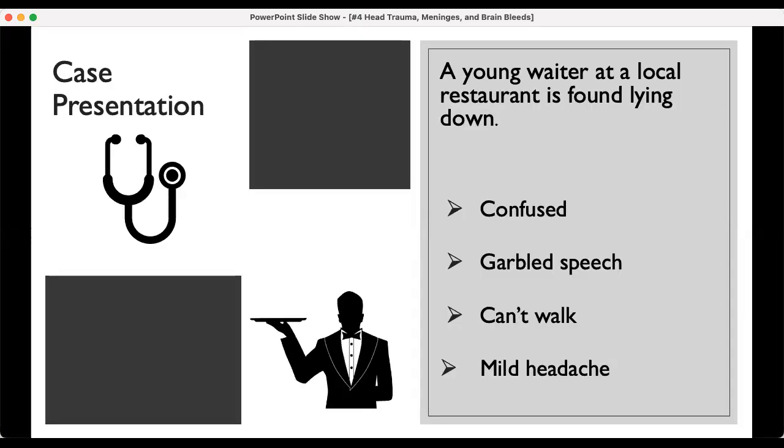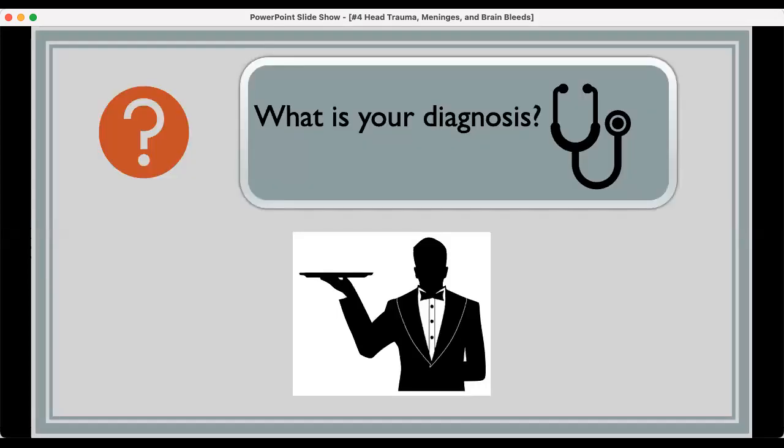All right, so this is an example. This is actually a patient I had, who came in to the emergency room. The story was that he was found lying down at the entrance to the restaurant. He was confused, he couldn't speak, he couldn't walk, and he had a mild headache, but that wasn't his major complaint. So what is his diagnosis? No head trauma.